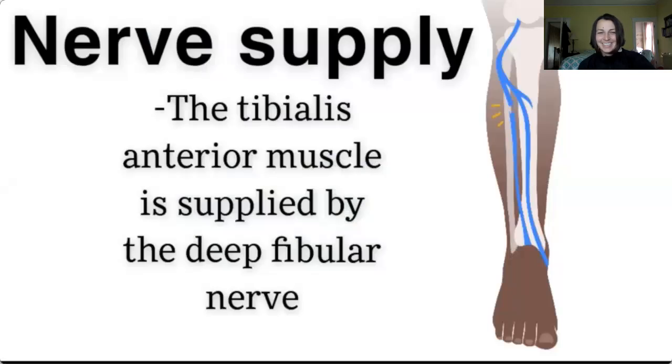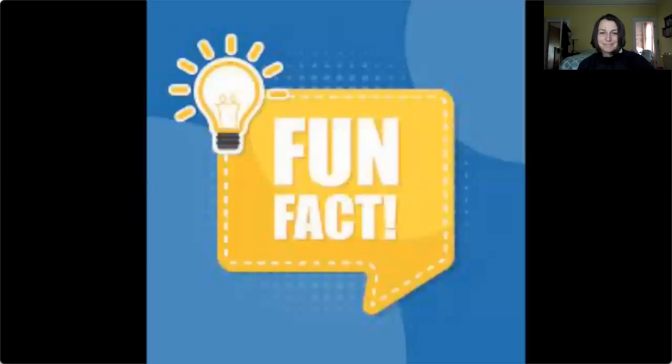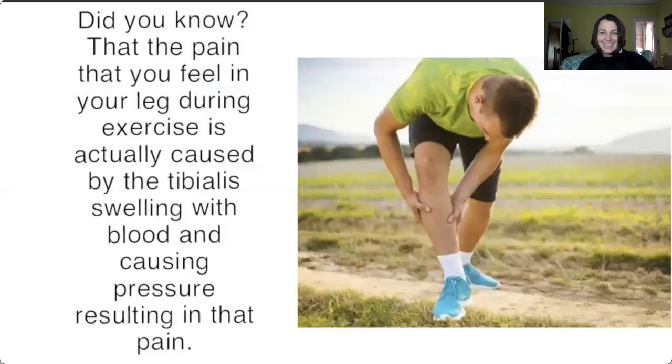The tibialis anterior muscle is supplied by the deep fibular nerve. And now, here's a fun fact about the tibialis anterior. Did you know that the pain that you feel in your leg during exercise is actually caused by the tibialis swelling with blood and causing pressure, resulting in that pain?